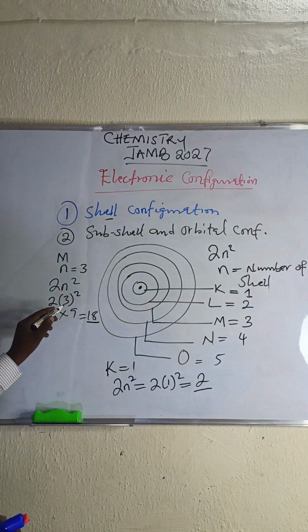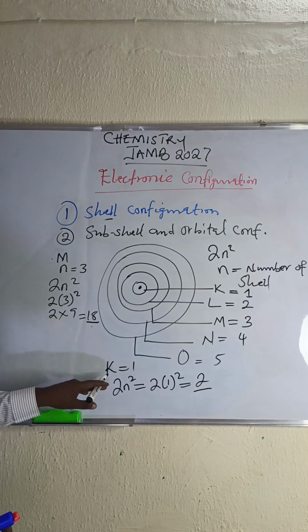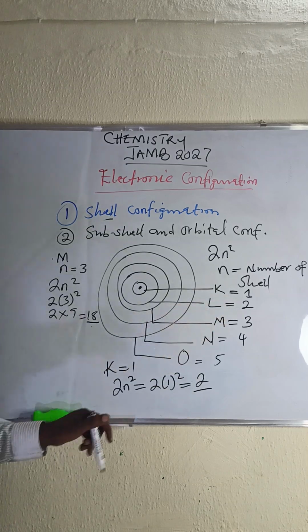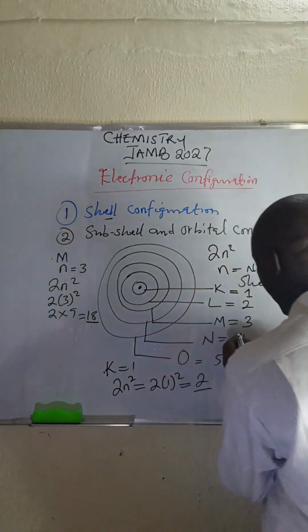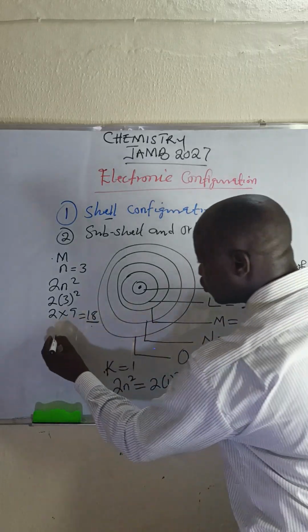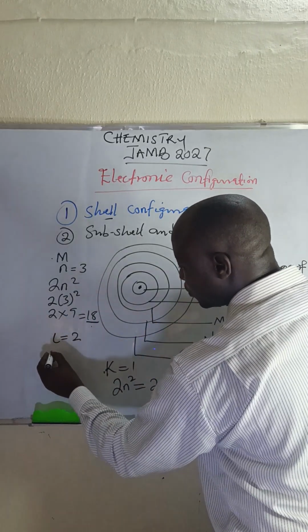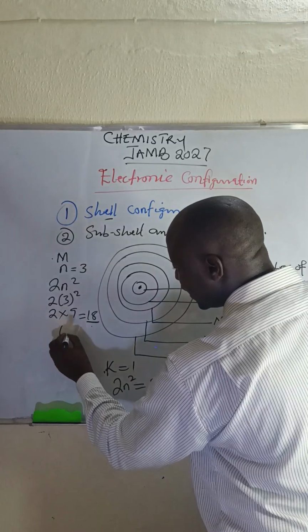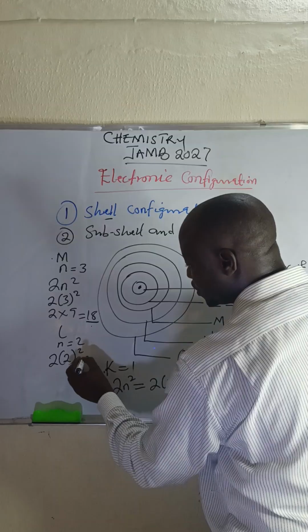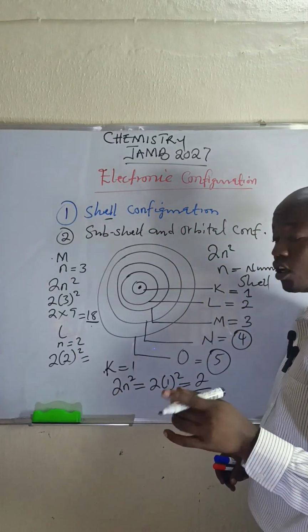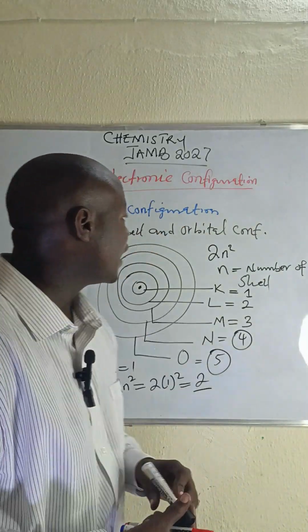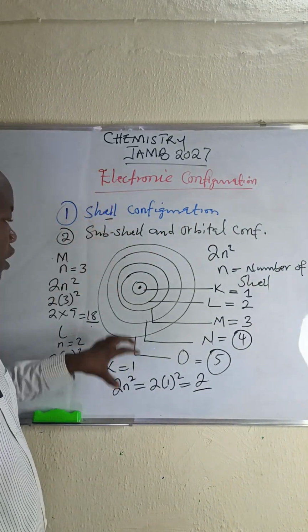If M accommodates 18 and K accommodates 2, then how many electrons can be accommodated by N and O? Let me do it for L. For L, n is equal to 2. So we have 2 times 2 square, which is 2 times 4, and we have 8. So these are the maximum numbers of electrons that are accommodated by the shells.